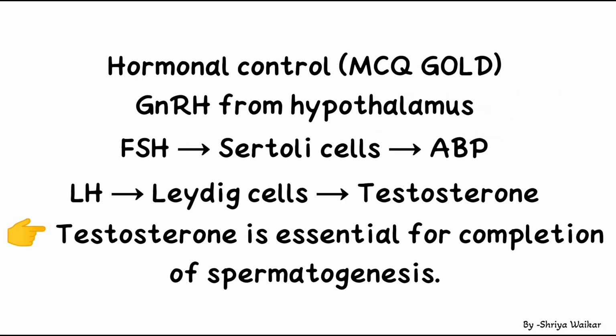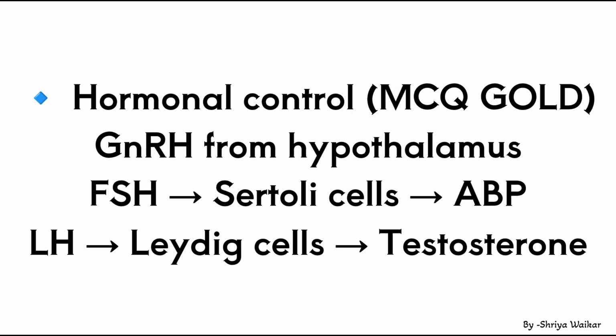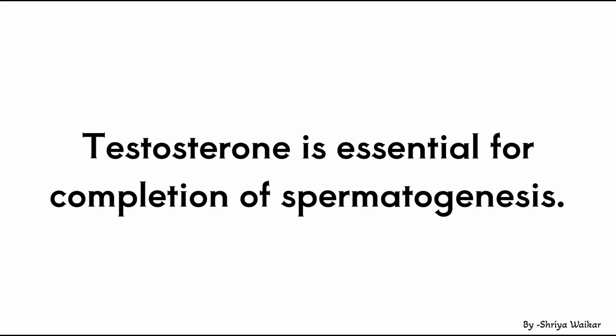Then the hormones that control this are also an important question here, that is GnRH from the hypothalamus, and FSH will further act on the Sertoli cell and ABP. Then LH acts on the Leydig cell, and then finally the testosterone. So testosterone is essential for completion of spermatogenesis.